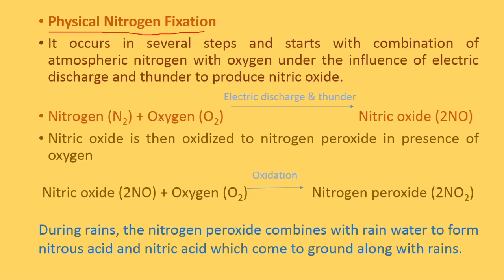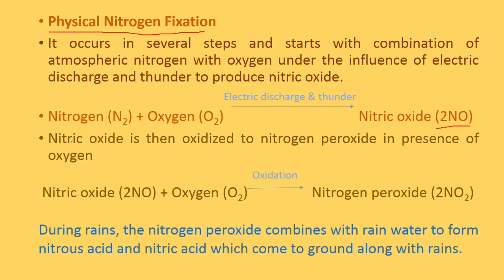See, nitrogen, that is this N2, is present abundantly in the atmosphere. In the first step it reacts with oxygen, that is O2. In the presence of electric discharge and thunder, this nitrogen with oxygen gets converted into nitric oxide. Means atmospheric nitrogen in the presence of oxygen and electric discharge gets converted into nitric oxide. See here, the formula has changed. It becomes nitric oxide, 2NO.